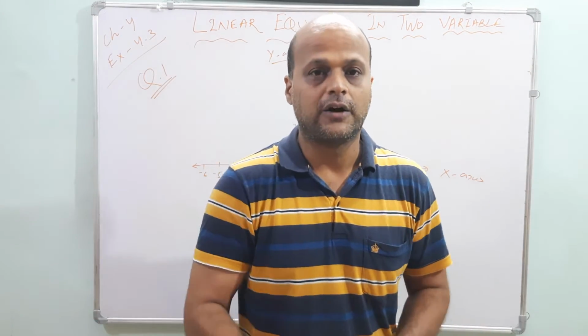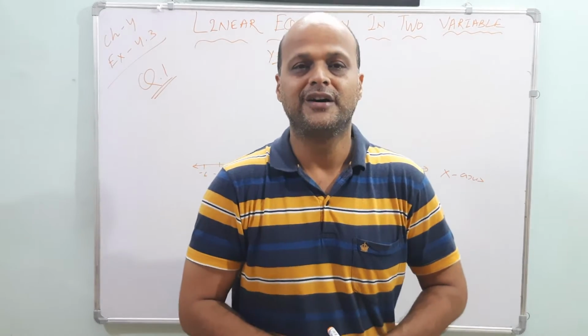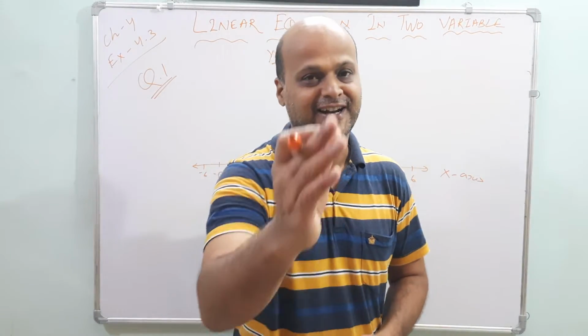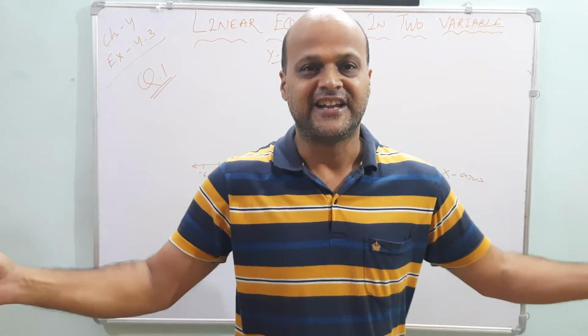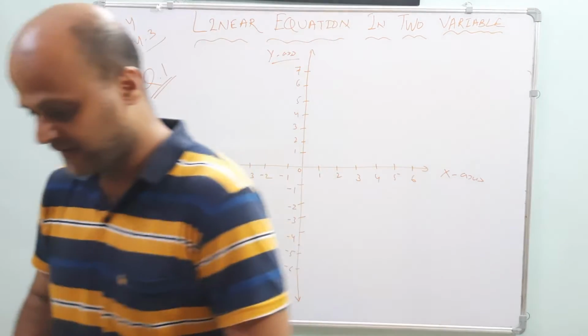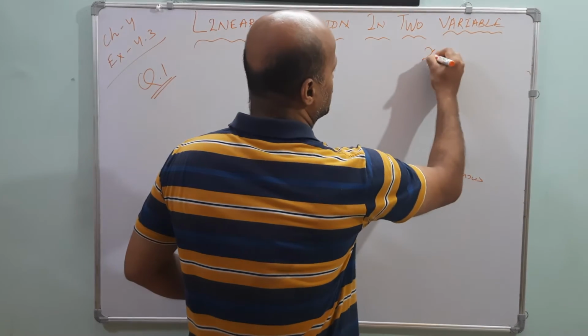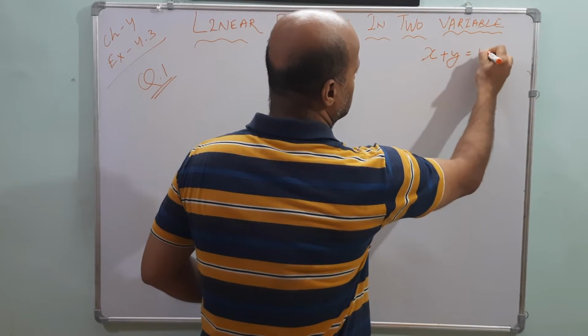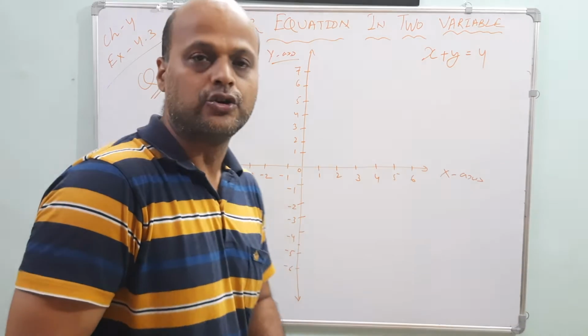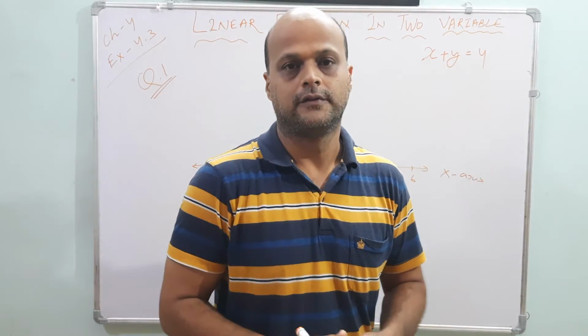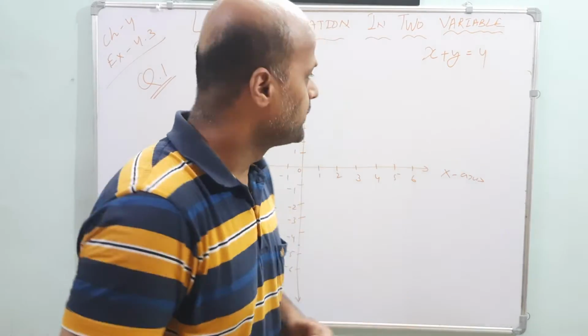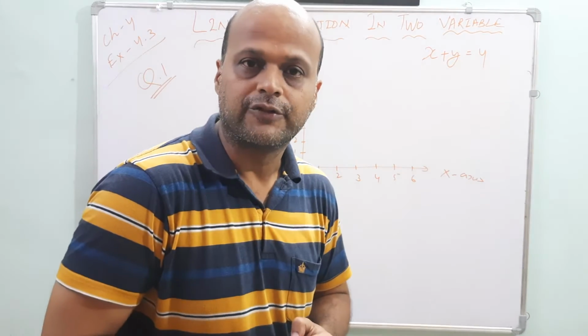So let's start with the first question of exercise 4.3, standard 9th class. Okay, my dear friends, ready for it? The first question is asking about the equation x plus y is equal to 4 in a graph. So how should I do this one, my dear friends?